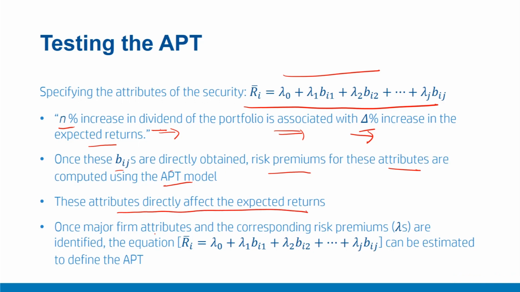We must remember that these attributes are important because they directly affect the expected returns. Once some of the major attributes of the securities and the corresponding risk premiums, that is lambdas, are identified, we can easily establish or define this APT return equilibrium equation, which defines the expected return from the security as per the APT model. To summarize, in this video, we discussed that there are certain major attributes of a security that determine expected returns of that security. These attributes can be utilized as Bijs in the APT model. Once these Bijs are obtained, we can obtain the estimate of lambdas or return premiums for that security as defined in the APT model, and thereby establish and define the complete APT model.